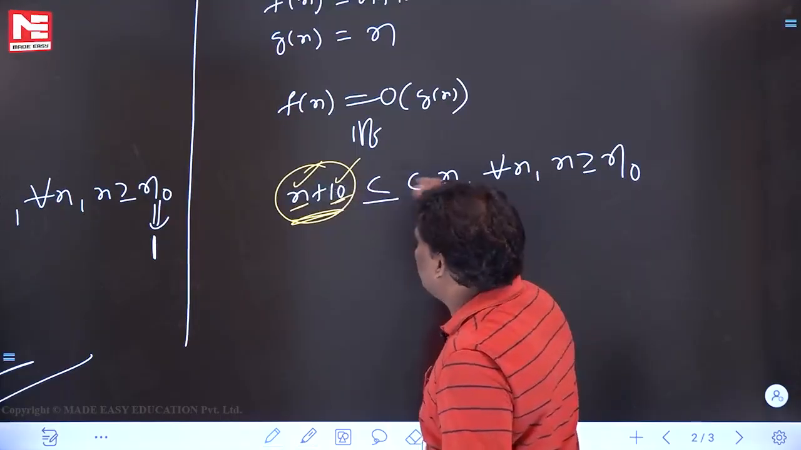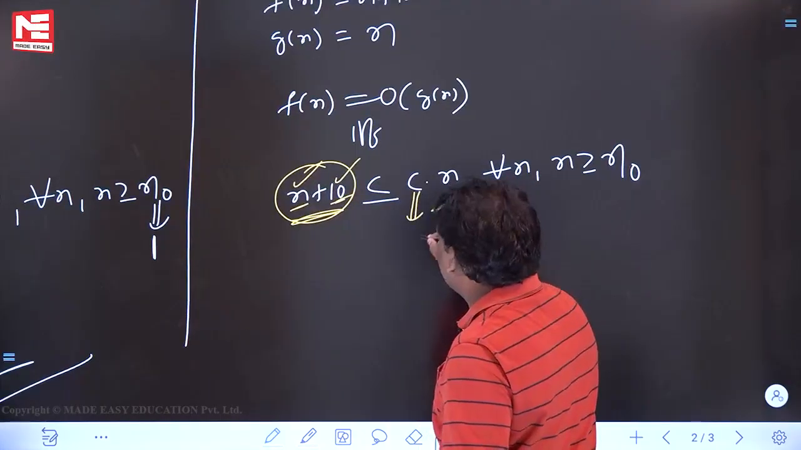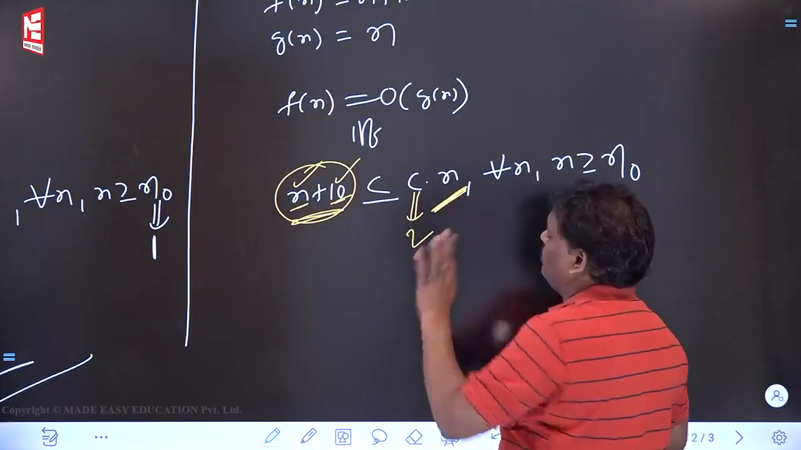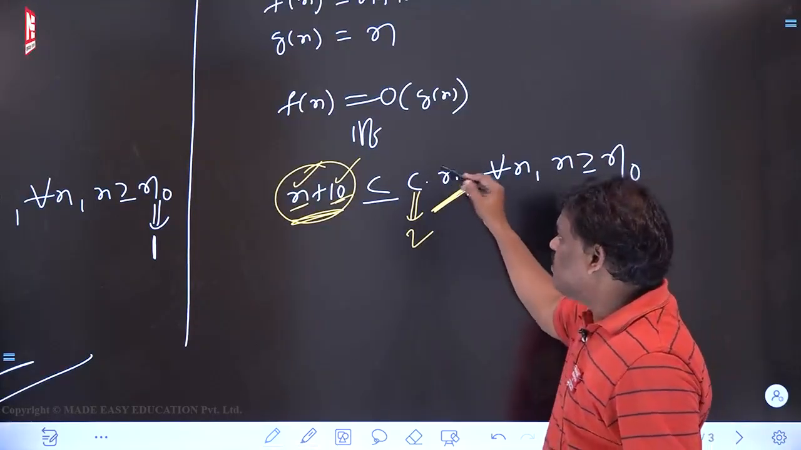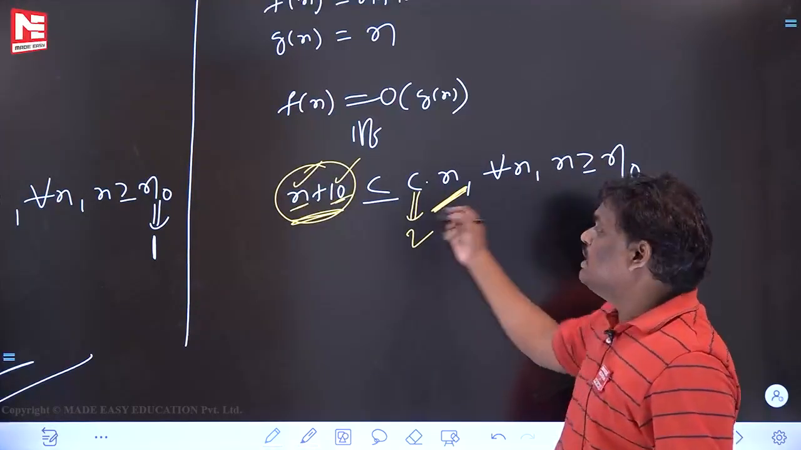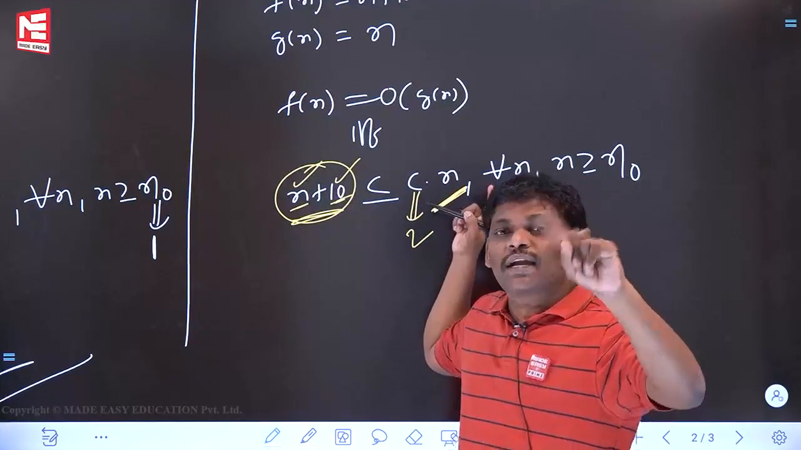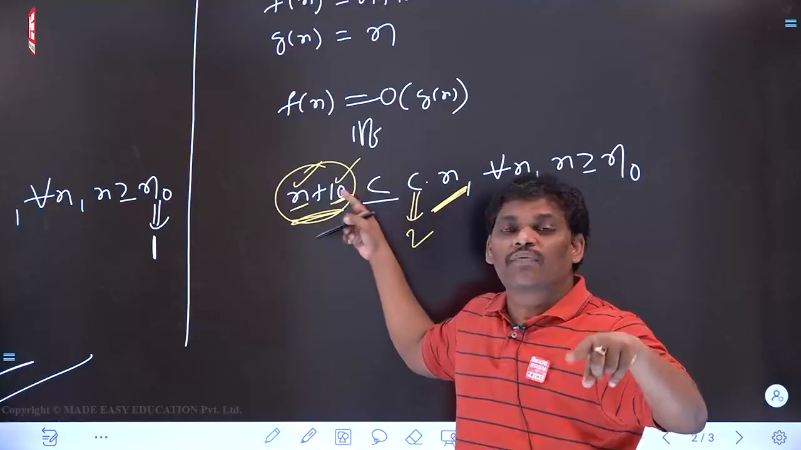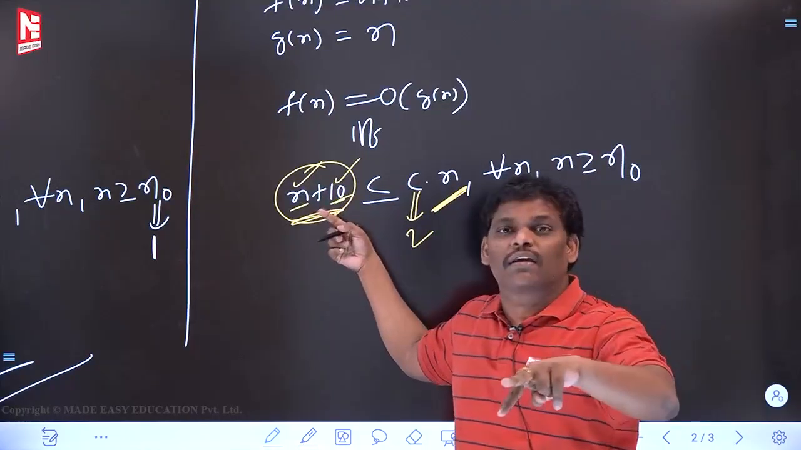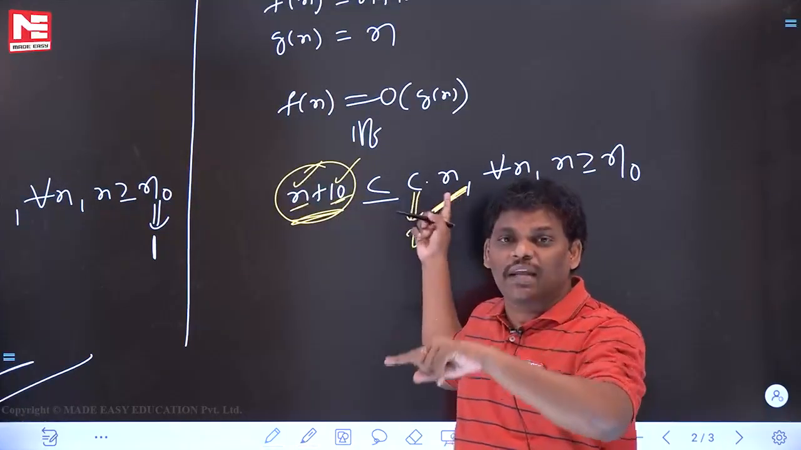If it is N plus some constant, you can take C as 2, which will go to 2N. If you take the C value 2, it will become 2N. It is N plus some constant, but here it is N plus N. If you compare only N and 10, which is bigger? N is bigger.